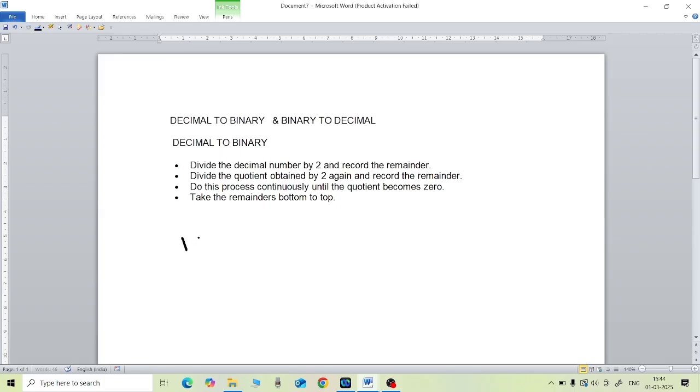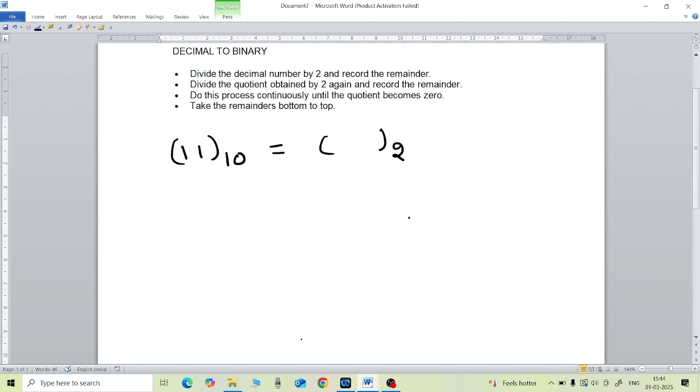11 is to be converted into binary. Decimal 11 is to be converted into its binary equivalent. So divide the decimal number by 2. We will get the quotient as 5, that means it will go 5 times, and the remainder is 1. Again divided by 2, it will go 2 times and the remainder is 1. So we are recording the remainders also.